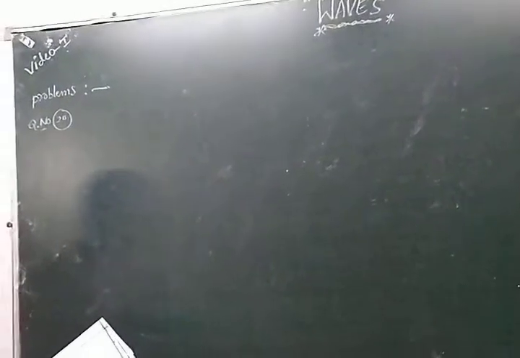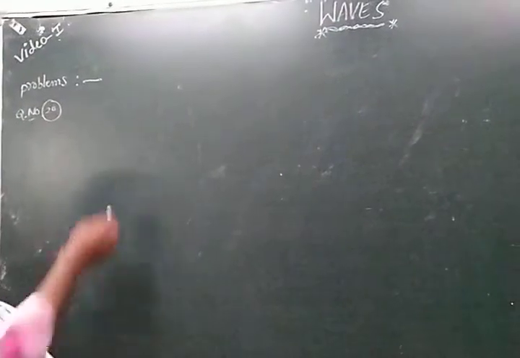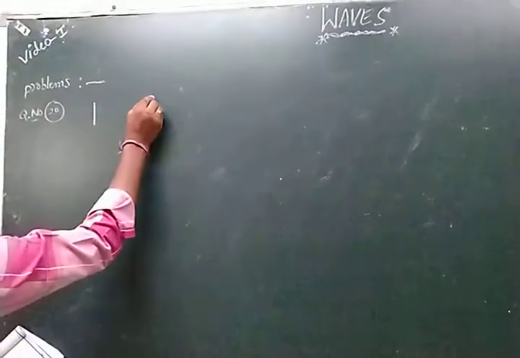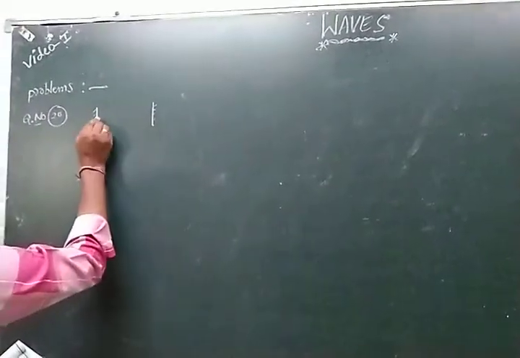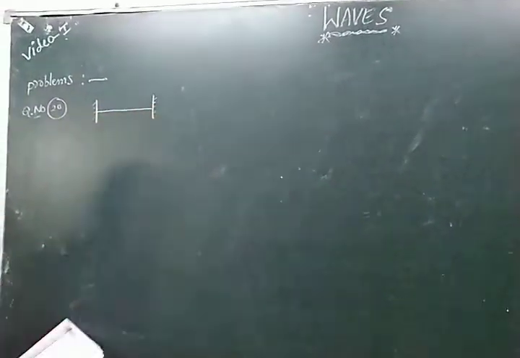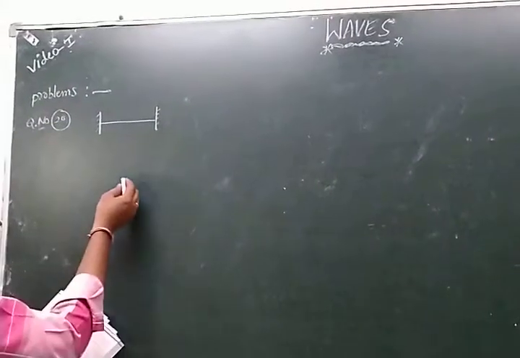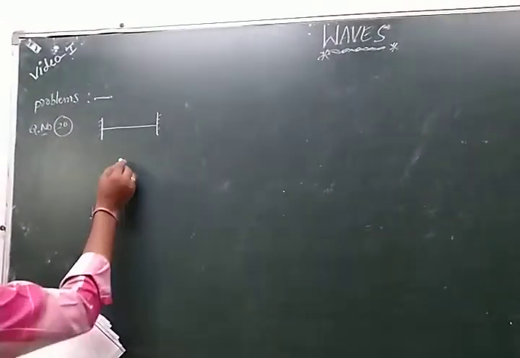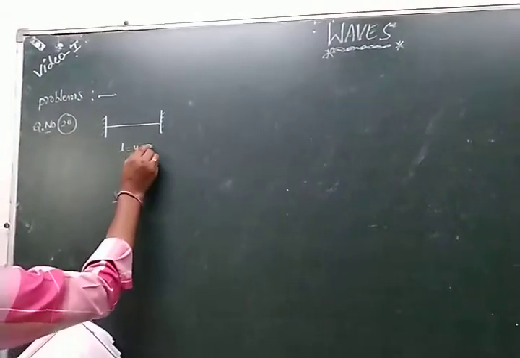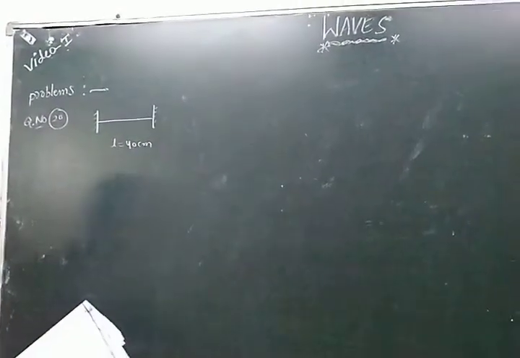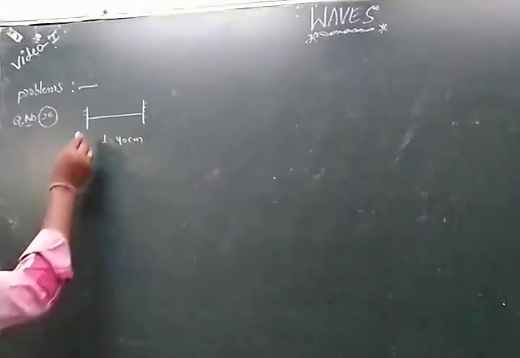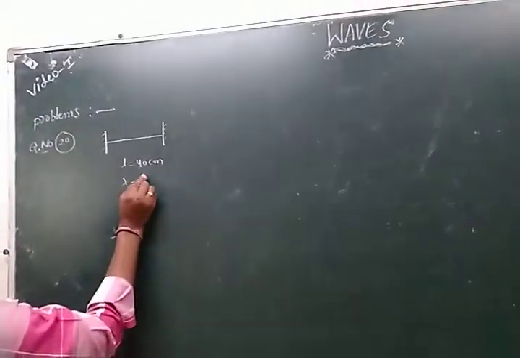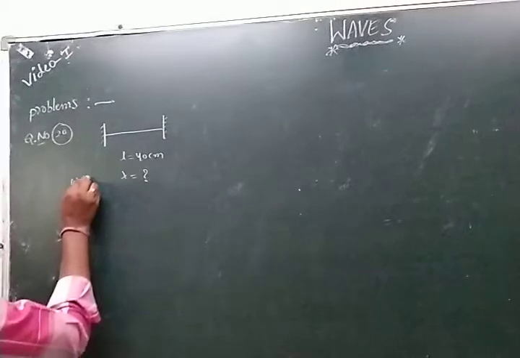The length of a string tied to rigid supports is 40 centimeters. These are the two rigid supports, between which the string is fixed. Its length is given as L is equal to 40 centimeters. What is the maximum wavelength in centimeters of the stationary wave possible? The maximum wavelength is lambda, the wavelength.